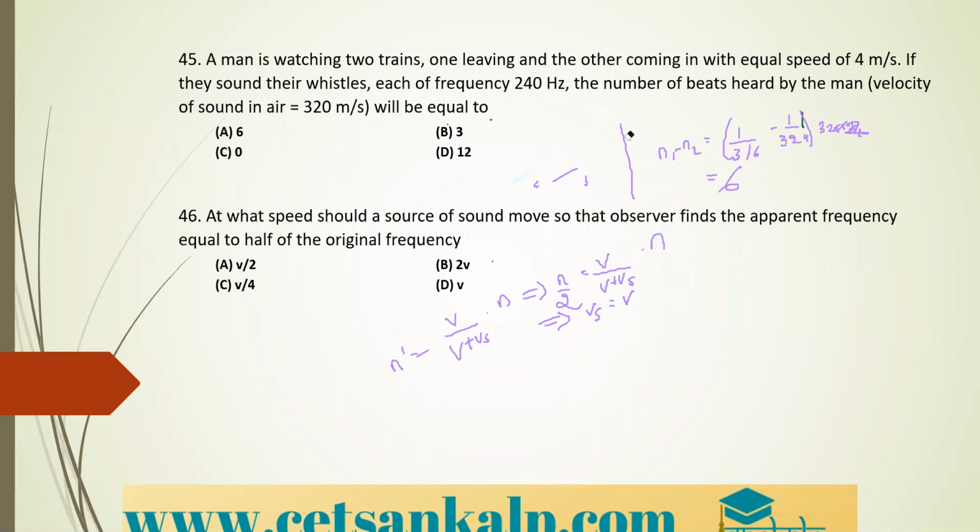That is, the speed at which a source of sound should move so that the observer finds the apparent frequency equal to half of the original is the same as V. Correct, students? So this completes our waves chapter. Keep watching the videos. Thank you.